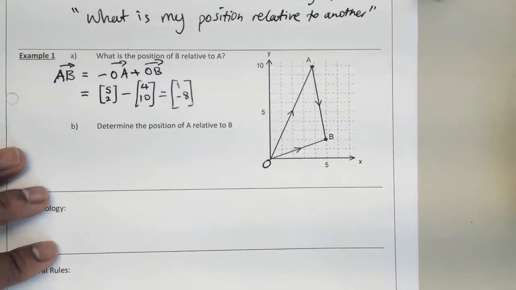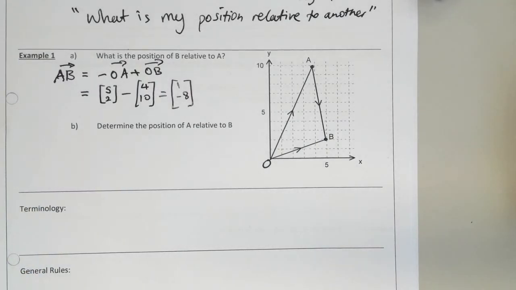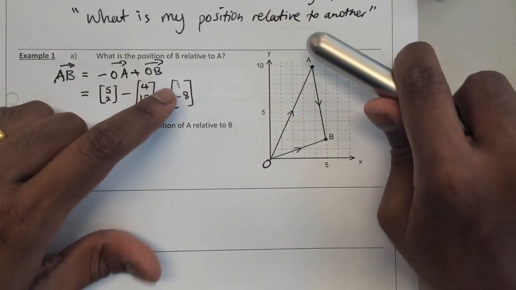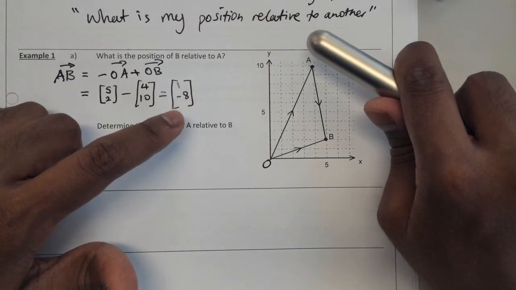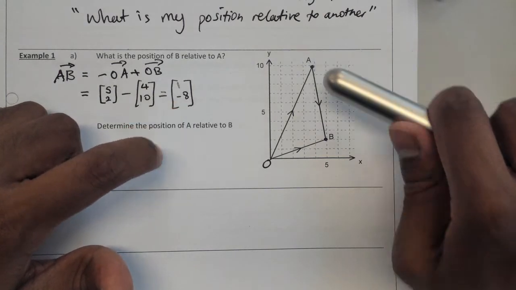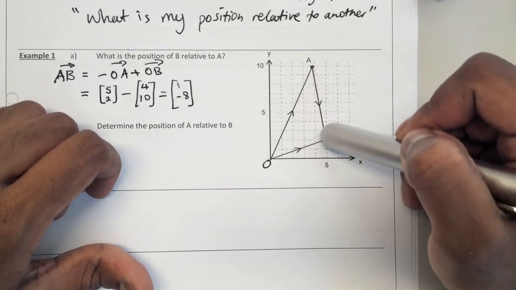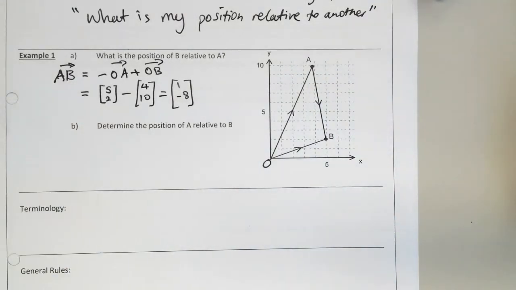Now look at that diagram. Is that vector correct? If I was at A and I go positive 1i and negative 8j, do I end up at B? Yes, I do. Look, positive 1i, negative 8j at B.